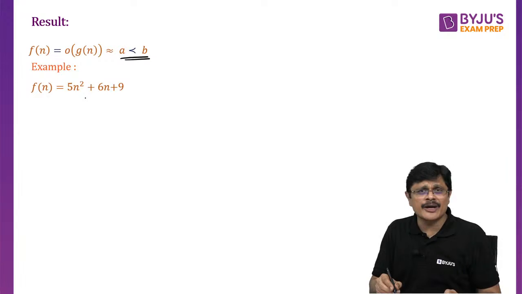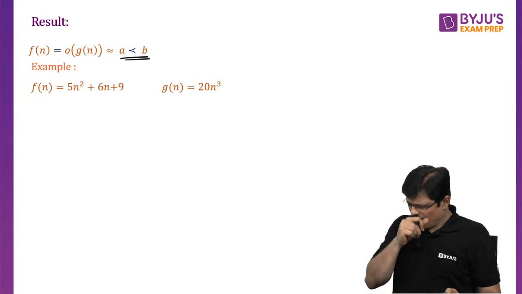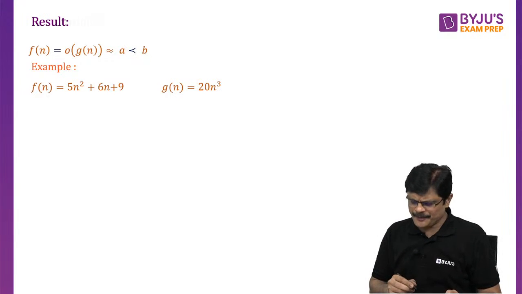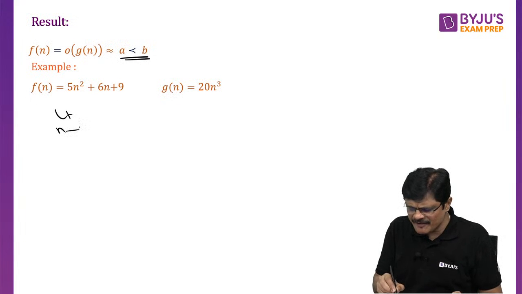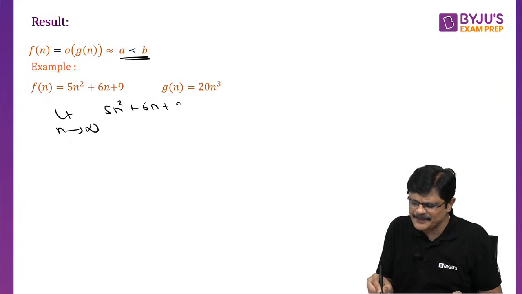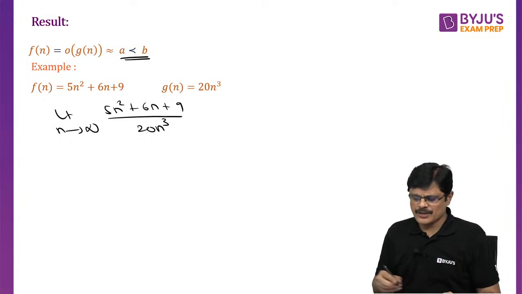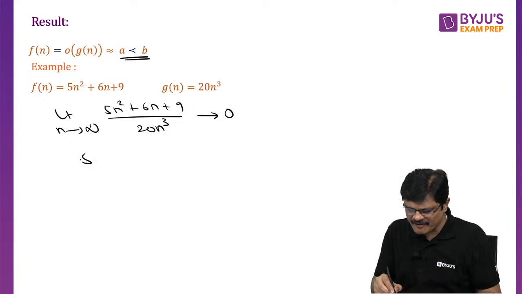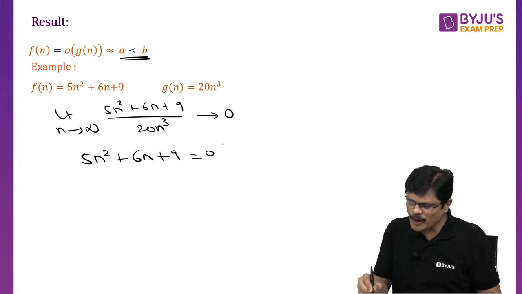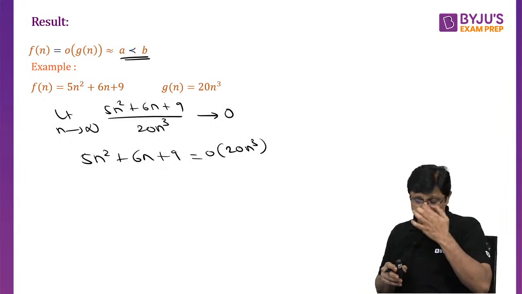So now look at this problem. Fn is equal to 5n square plus 6n plus 9. Gn is equal to 20n cube. How do you solve it? Same story. Take limit as n approaching infinity of 5n square plus 6n plus 9 divided by 20n cube. As n approaches infinity, this tends to 0. Therefore, we can say that the function 5n square plus 6n plus 9 is small o of 20n cube. Is that clear?